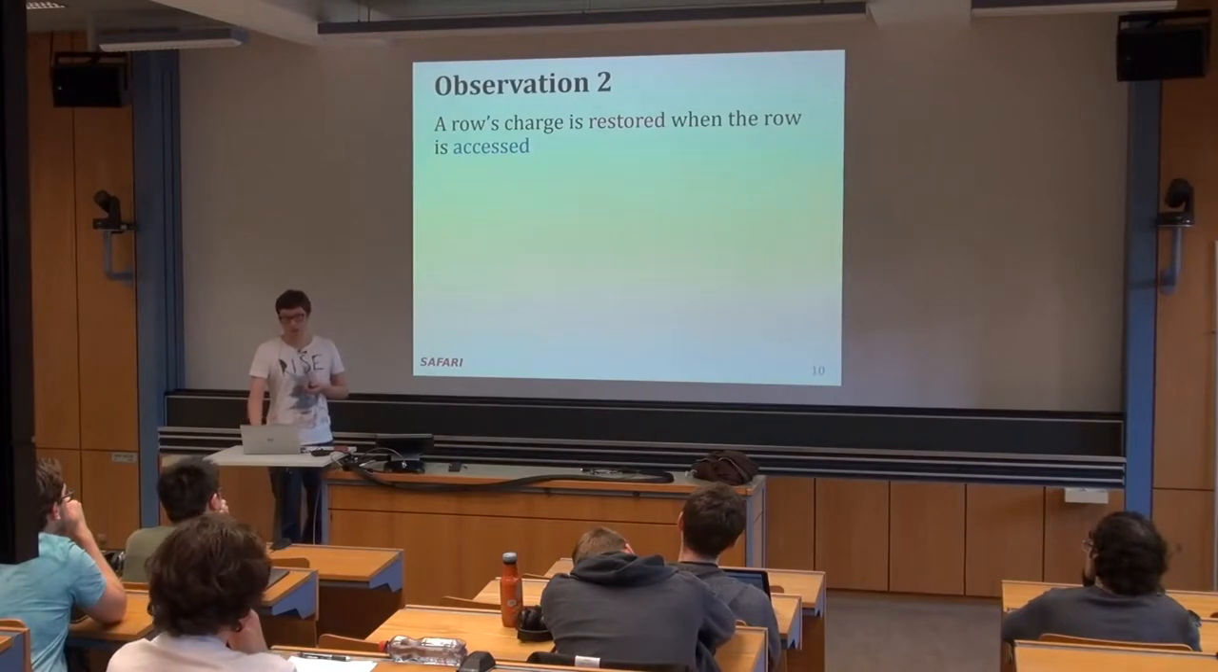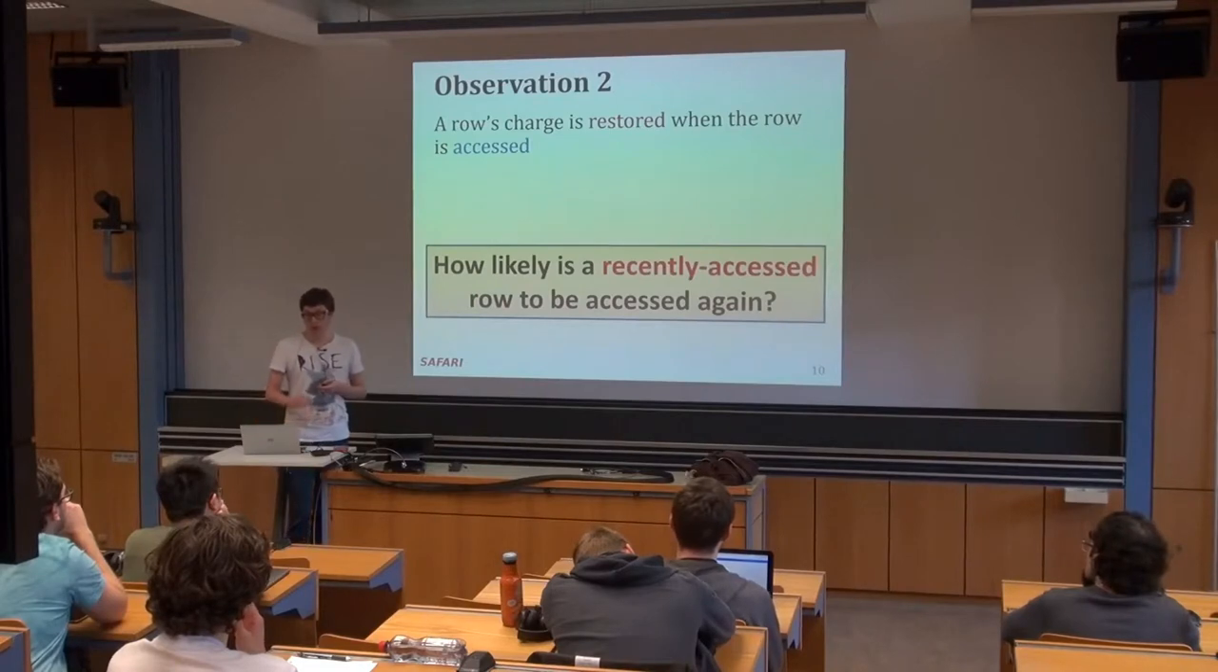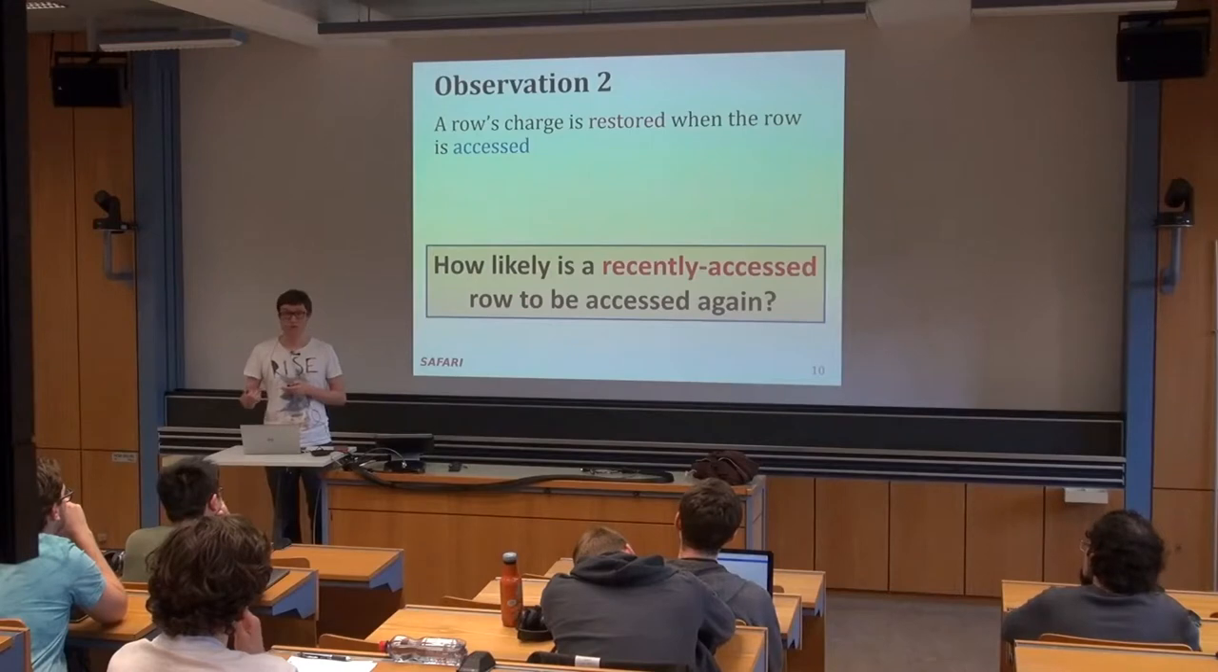So this is the second observation: a row is restored both on refresh operations and on access operations. Okay, and the next question we try to answer is how likely is a recently accessed row to be accessed again?